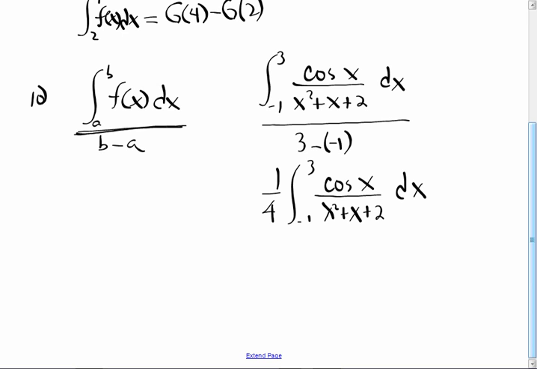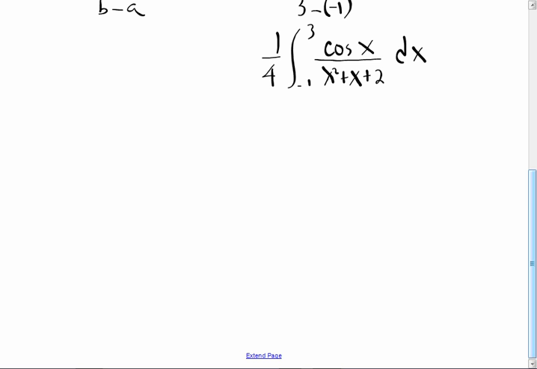How about number 11? Did you guys get number 11? Number 11, I want to integrate from 0 to 1 of e to the minus 4x dx.